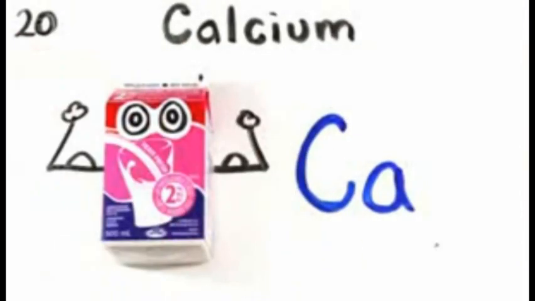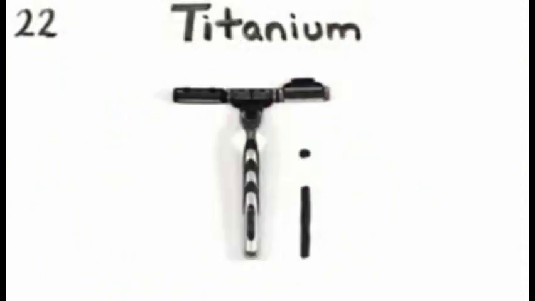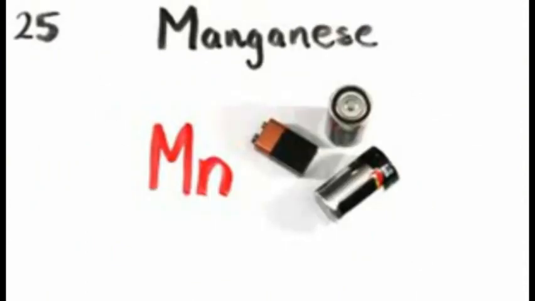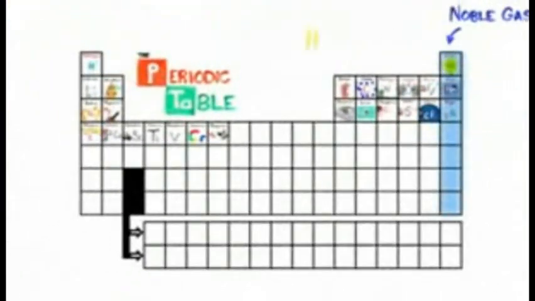And calcium, so you'll grow strong. Scandium, titanium, vanadium, and chromium, and manganese. This is the periodic table. Noble gases stable. Halogens and alkali react aggressively.